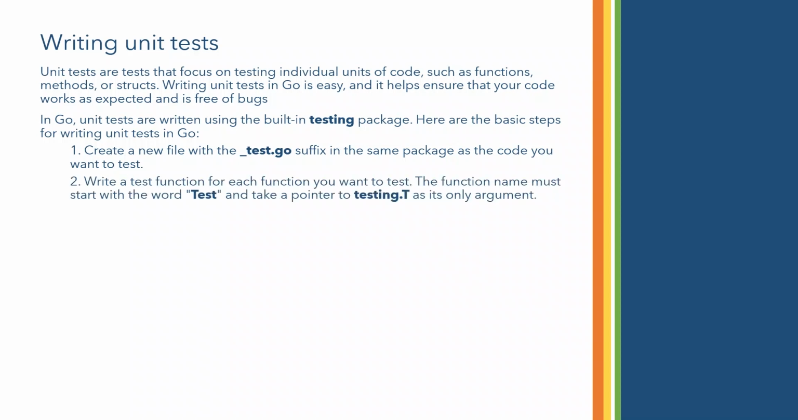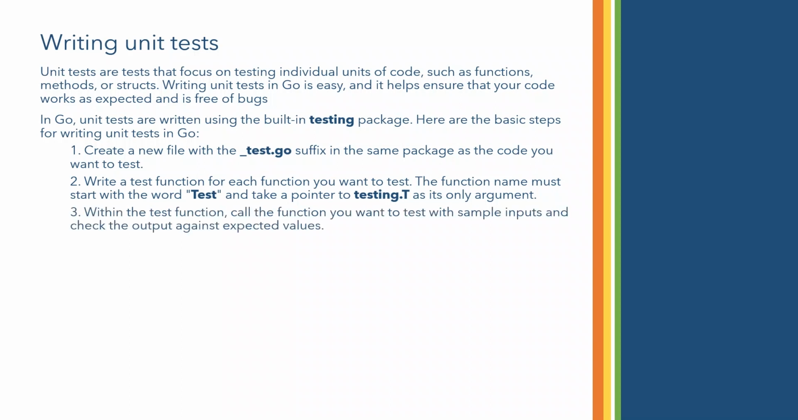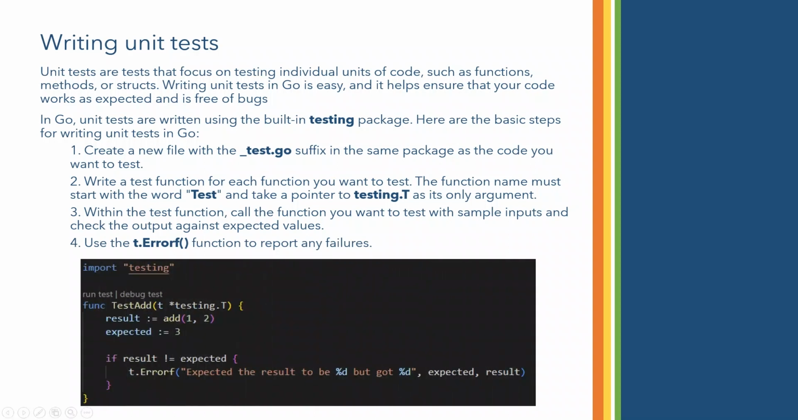Let us talk about the next step. Write a test function for each function you want to test. The function name must start with the word Test and take a pointer to testing.T as its only argument. Within the test function, call the function you want to test with simple inputs and check the output against the expected values. Use the t.Error function to report any failures.